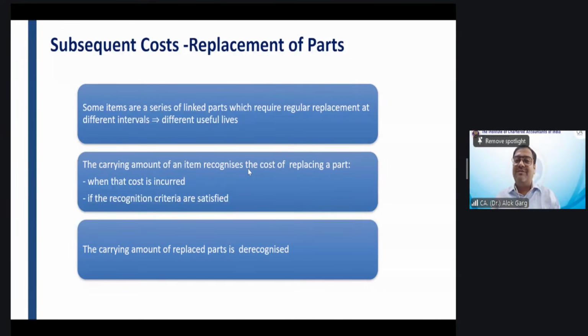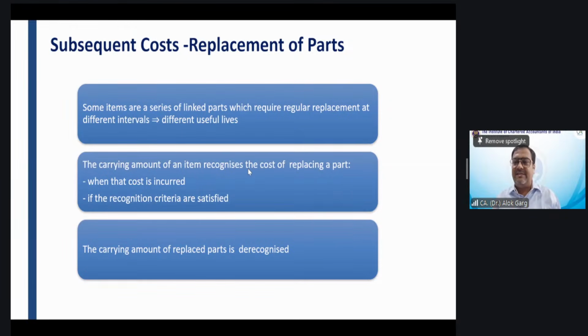So what will we do? What happens after 5 years? Again, you have to spend 20 crore rupees. तो उस 20 crore rupees को क्या करेंगे? चार्ज टू P&L या कैपिटलाइज टू एयरक्राफ्ट? What will we do for 20 crore after 5 years? Whether we will capitalize and add to the aircraft or we will charge to P&L?